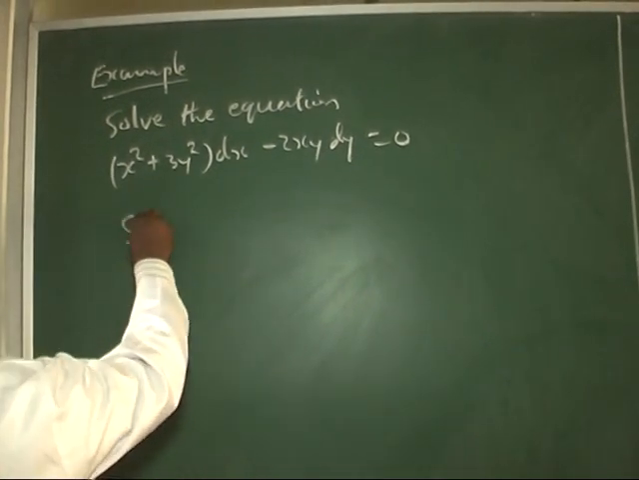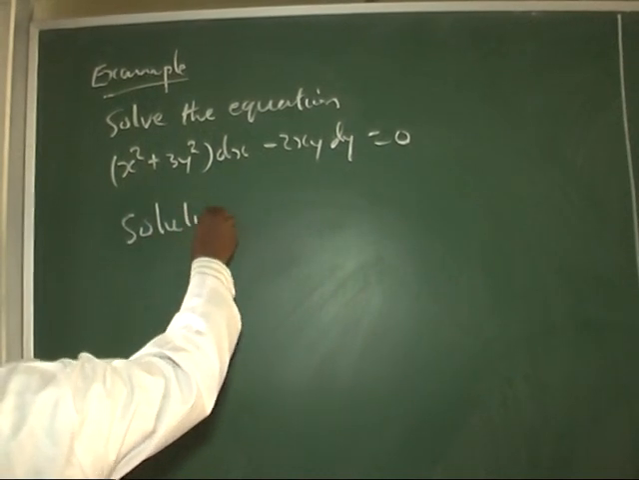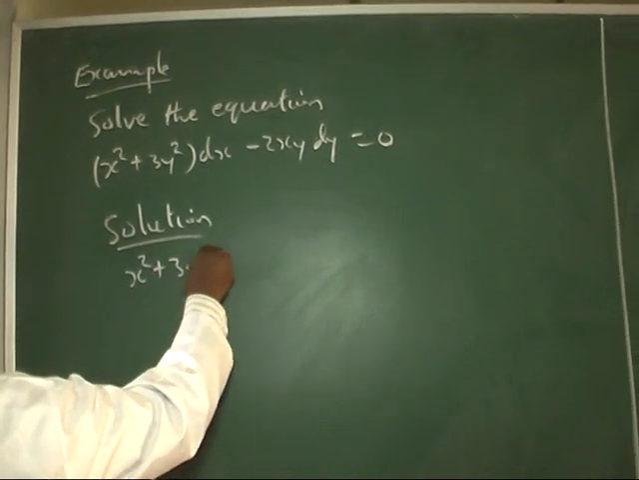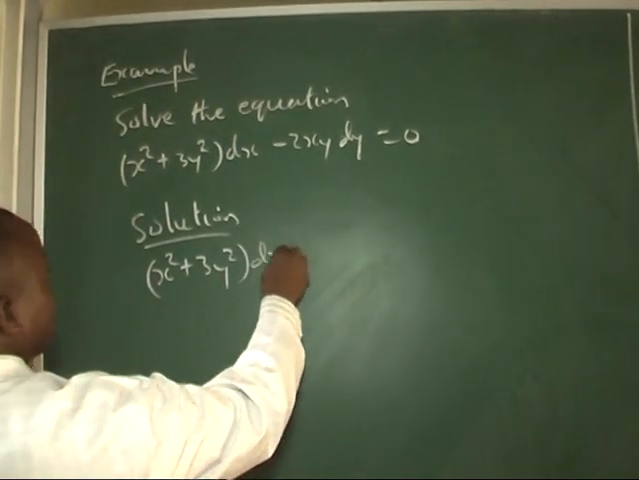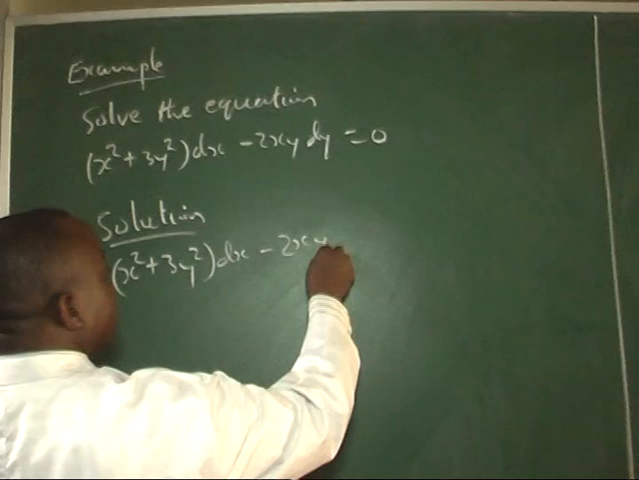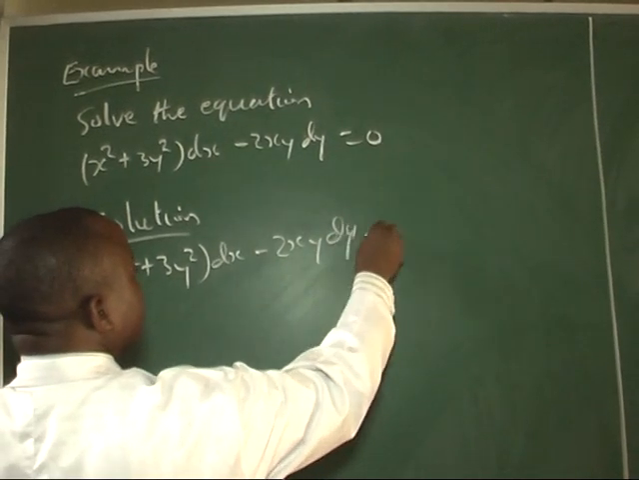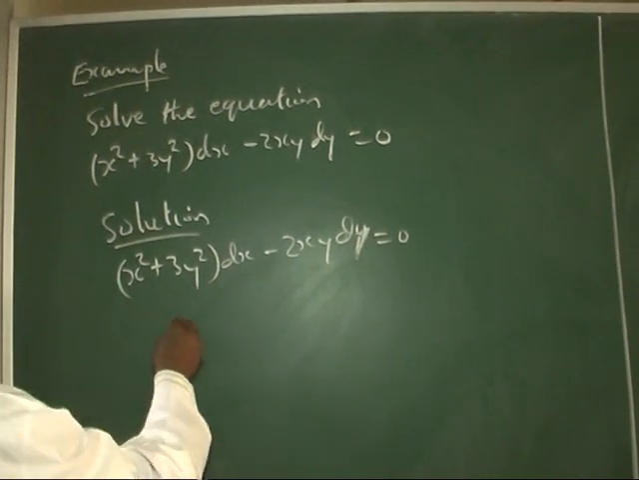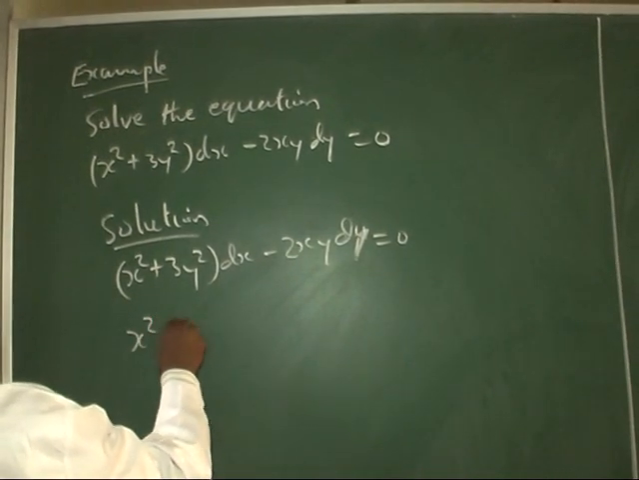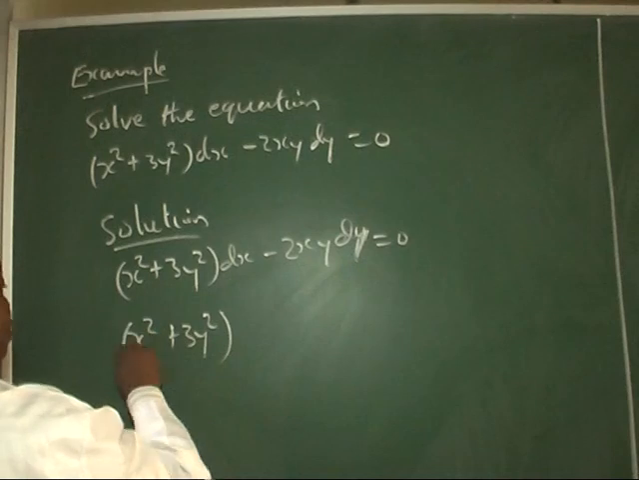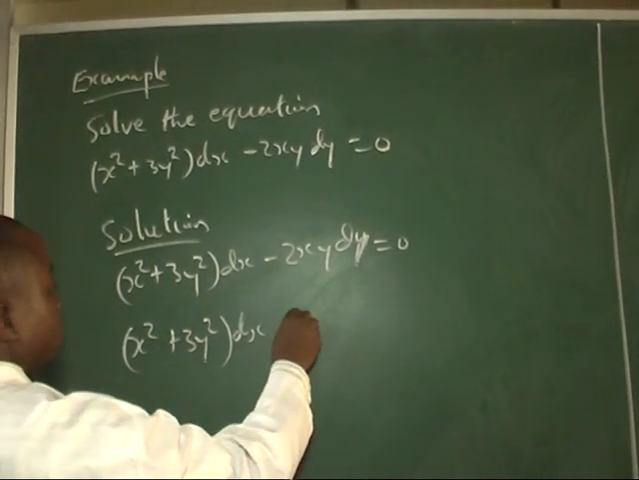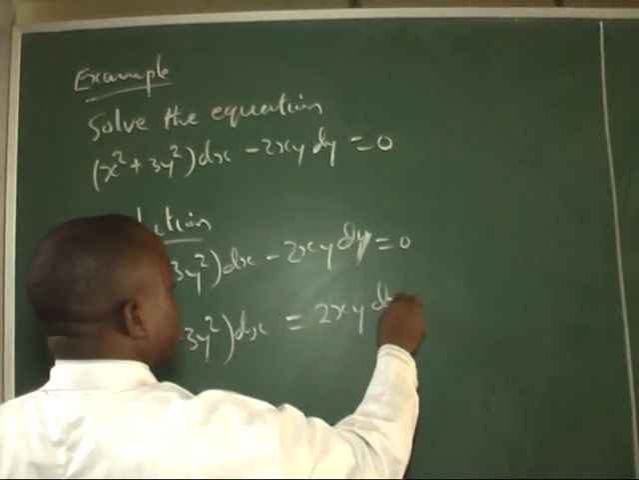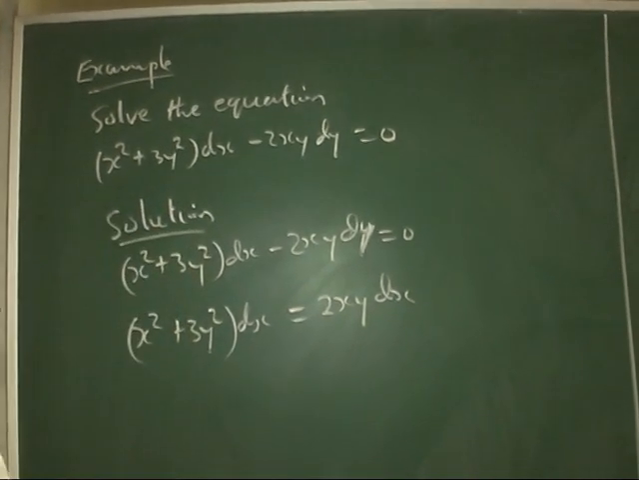Now the solution is in this form: (x² + 3y²) dx − 2xy dy = 0 is written as (x² + 3y²) dx equal to 2xy dy.